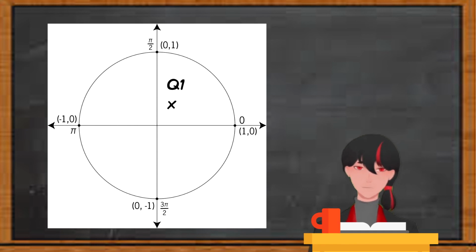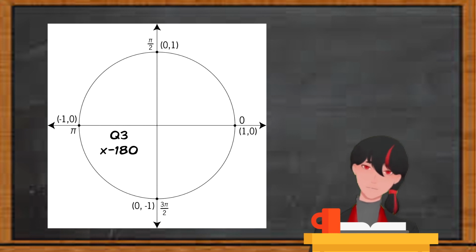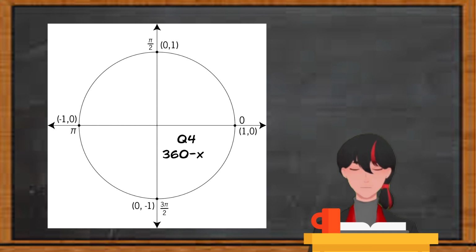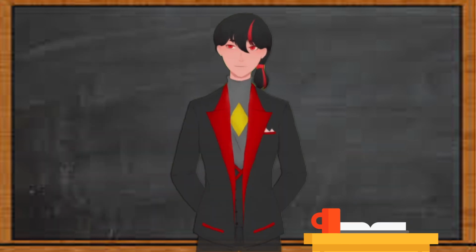If the given angle is in quadrant 1, then that's already your reference angle, just keep it as is. If the given angle is in quadrant 2, you subtract the angle from 180, or 180 minus x. If the given angle is in quadrant 3, then you must subtract 180 from the angle, or the angle minus 180. If the given angle is found in quadrant 4, then you must subtract the angle from 360, or 360 minus the angle. Examples on reference angles.